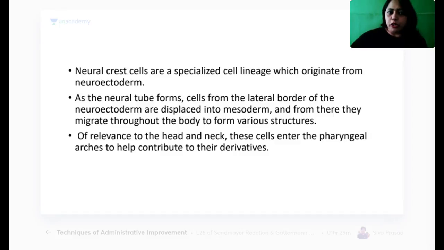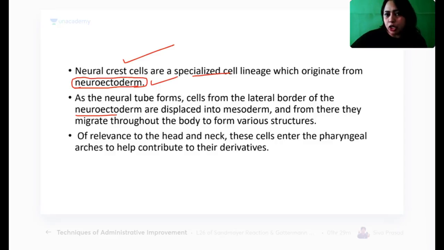All right. So now here, what are neural crest cells? These are specialized cells. Where are they originating from? They are from the neuroectoderm. I'll tell you what neuroectoderm is and where it came from. It is part of the ectoderm, and I'll tell you about neuroectoderm in a little more detail.